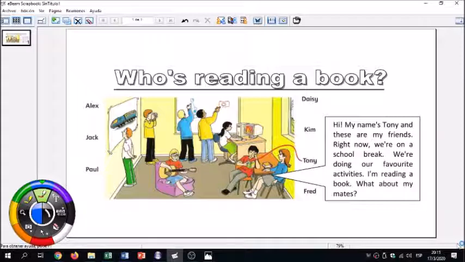Two. Look at Alex. Where is she? She's sitting at the table. Is she wearing a blue sweater? Yes, she is.